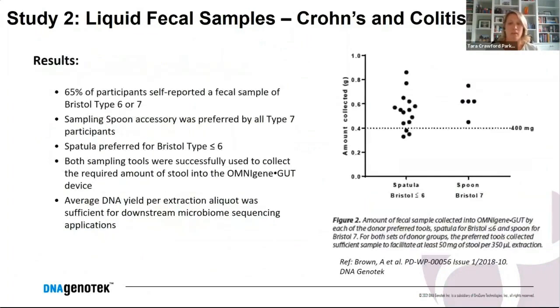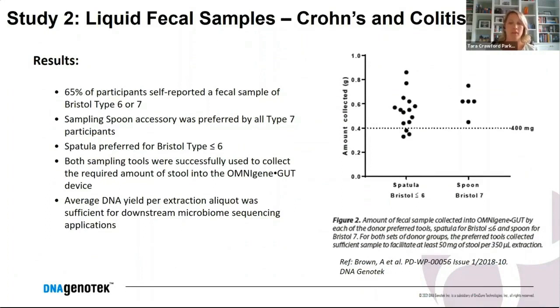In this study, we had 65% of participants self-report their fecal sample type as a Bristol type 6 or 7, indicating more liquid sample types, with those who reported type 7 showing a preference for the OM-AC2 spoon accessory for their collection. The remaining participants who provided a sample of Bristol type 6 or below reported a preference for the standard spatula that's provided in the OM200 kit.